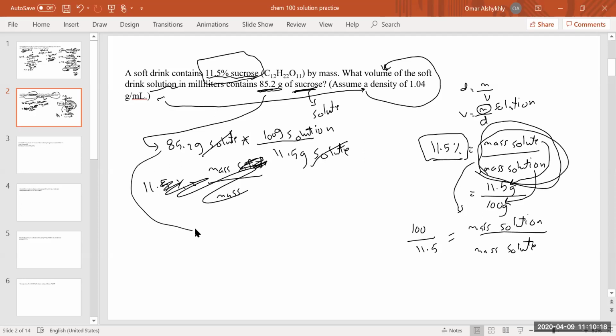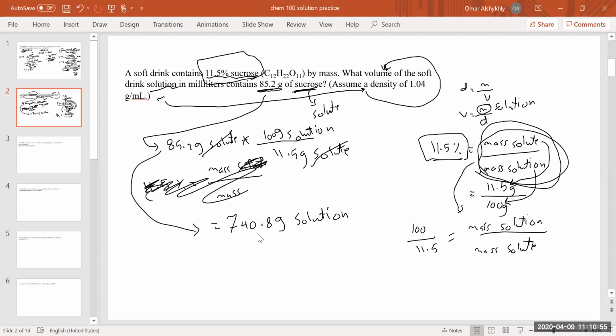Do the math and we will get here equal to, let's do the 85.2 divided by 11.5 times 100, give me 740.8 gram solution. Now I get the gram of solution.